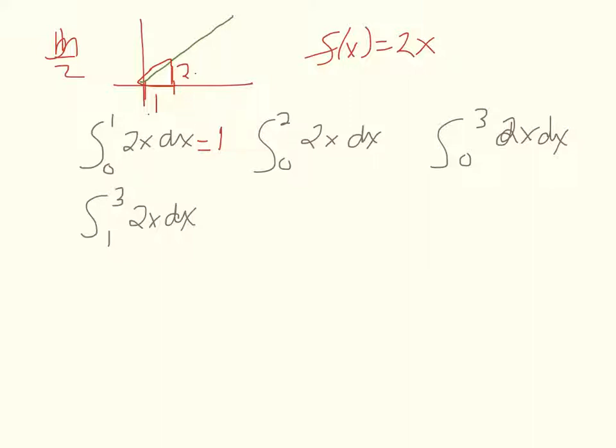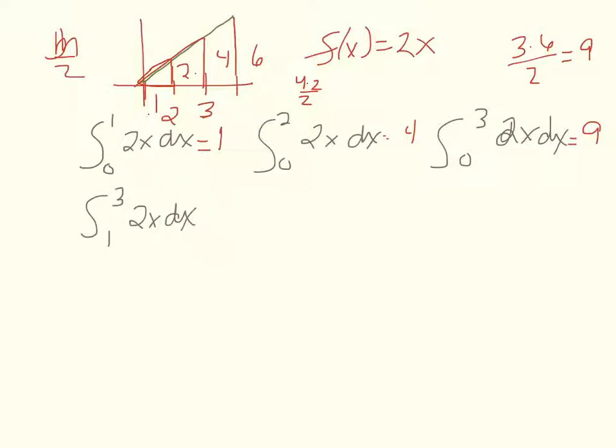All right, now when we go to the second integral, we're going to go from 0 to 2. So we have this triangle. This time its base is 2, and its height is f of 2, or 4. So we take 4 times 2 divided by 2, which is 4. And then for the next one, we go over to 3, and it has a base of 3, it has a height of 2 times 3, or 6, so it's 3 times 6 divided by 2, which is 9.